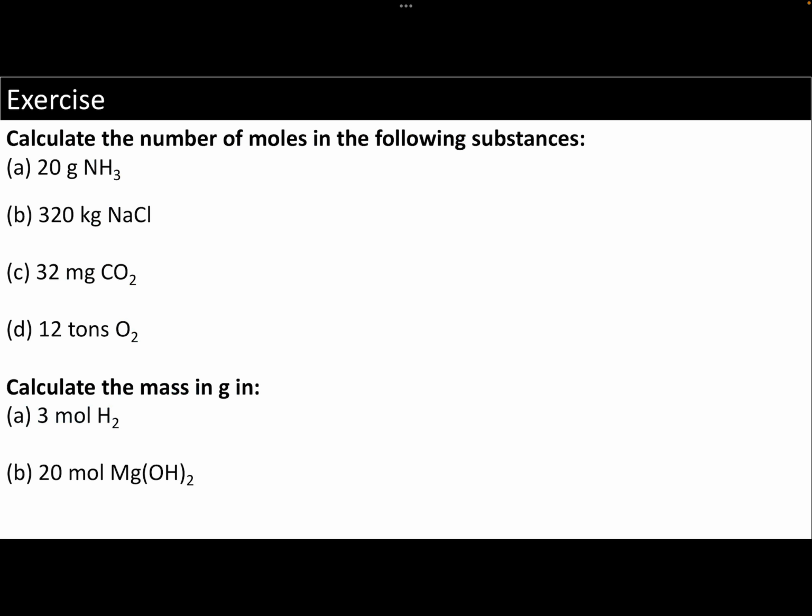Calculate the number of moles in the following substances. If you had 20 grams of ammonia, which is NH3, then we would need to do mass over MR is moles.